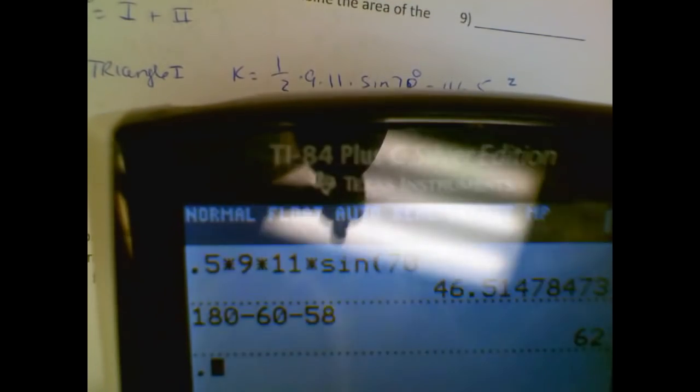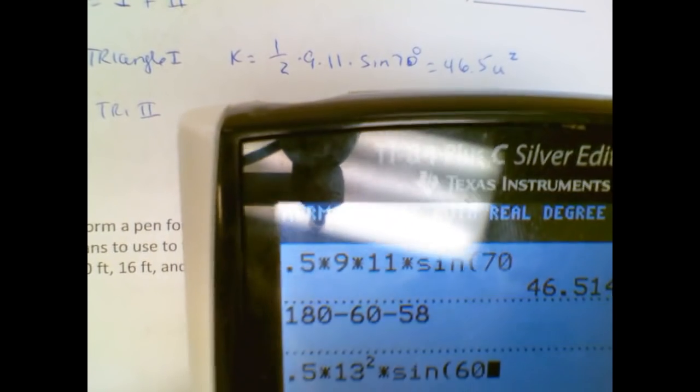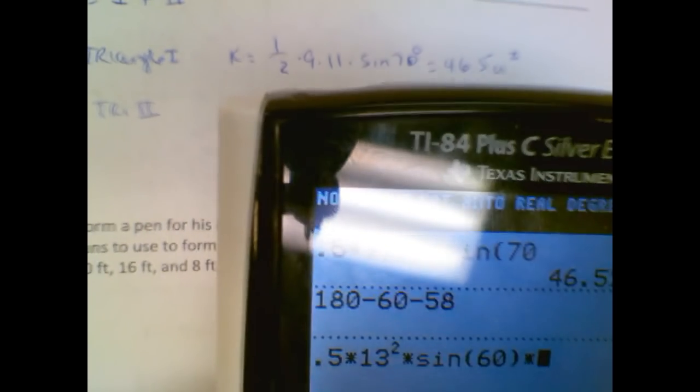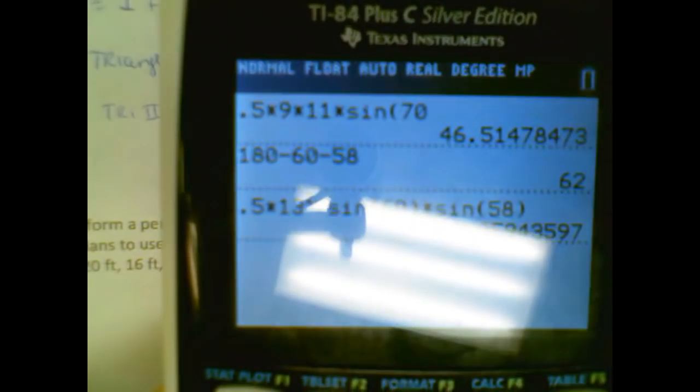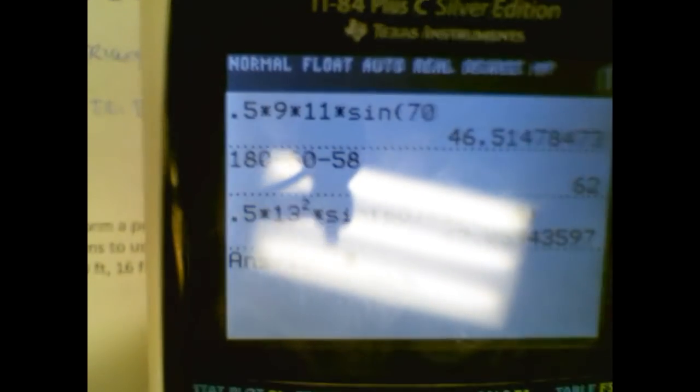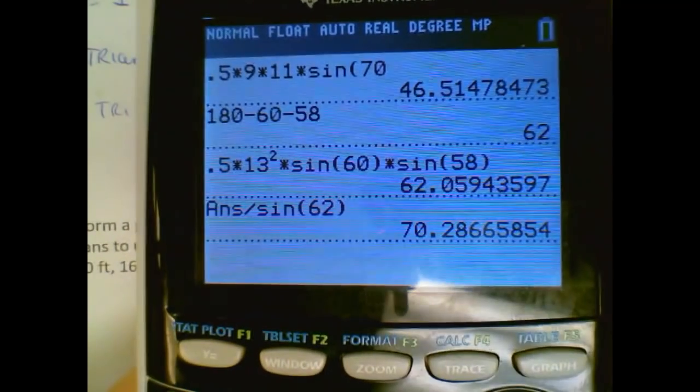So we are about to put this in the calculator. So we're going to go 0.5 times the side squared times, I go across the top. So we're going to go sine 60 times sine of 58. You see I put all this stuff in the top. Press equals. And then press divided by the sine of the one on the bottom, which is 62. For 70.3.